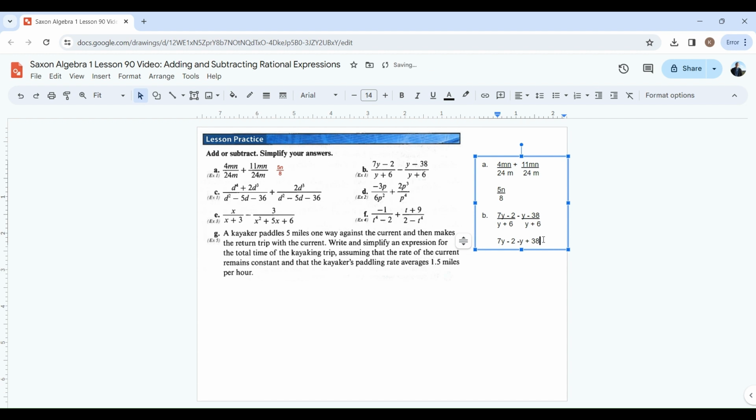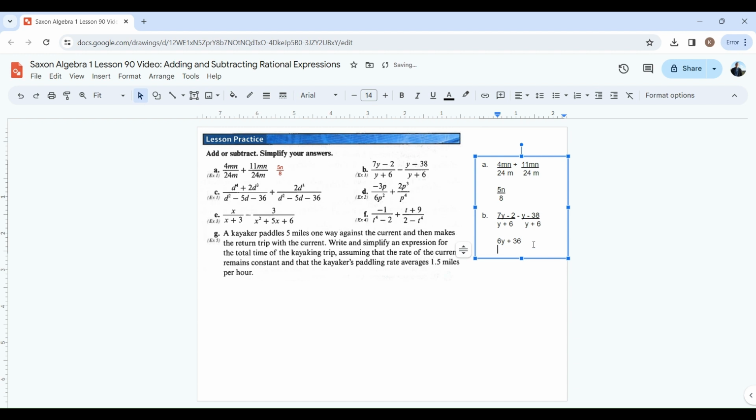Okay. And I'm just going to go ahead and do my combining right away. So this is going to become 6y, because it's 7y minus y is 6y. 38 minus 2 is 36. So this is going to be plus, because 38 is way bigger than negative 2. So this would be plus 36.